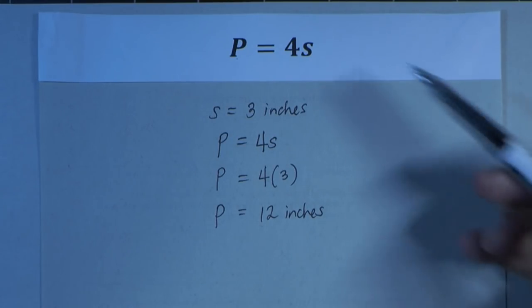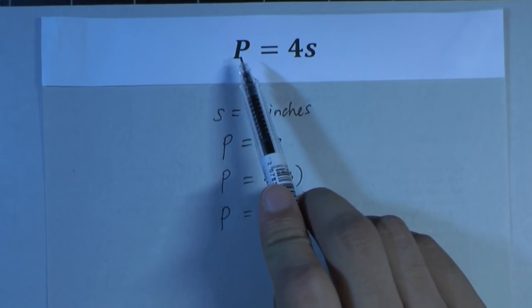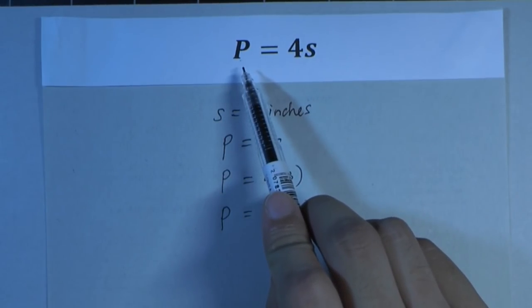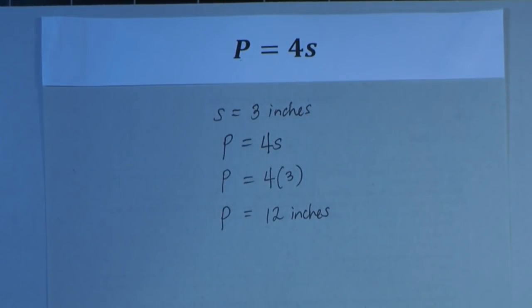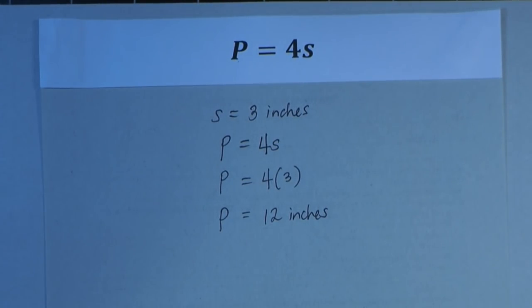Note that our formula P equals 4S is expressed in terms of P. That is, P is isolated on one side. If we are looking for the length of the side of the square, however, how do you think the formula for that task should look like? That's right. We need a formula that is expressed in terms of S. In other words, an equation where S is isolated. This is easily doable by applying the properties of equality that we know.